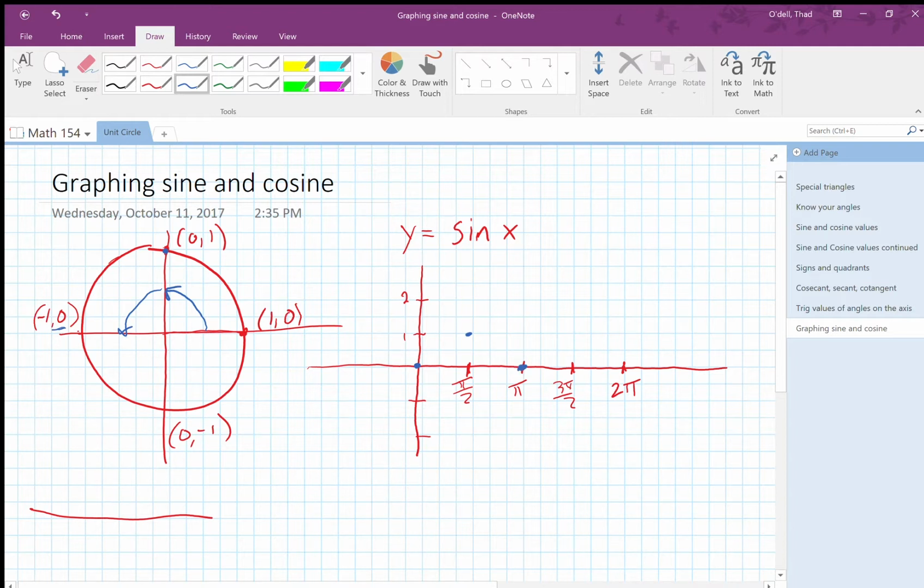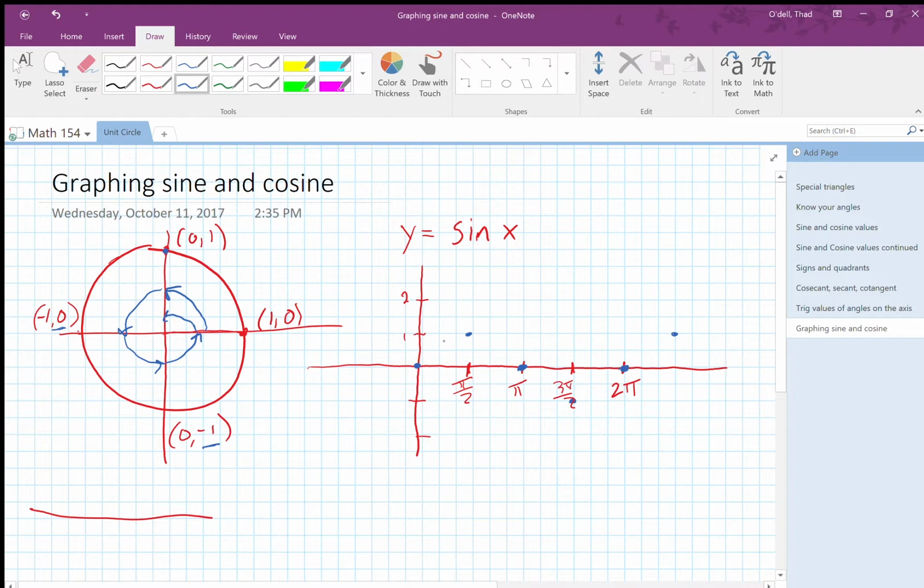And then I keep going around the circle, and when I get to 3 pi over 2, notice the y value is -1, so I'm down here at -1. And then finally, when I come full circle, the y value is back to 0, so that would be right there. And notice if I keep spinning around the circle, again, it'll come back up to 1 again. And it'll continue that same cycle.